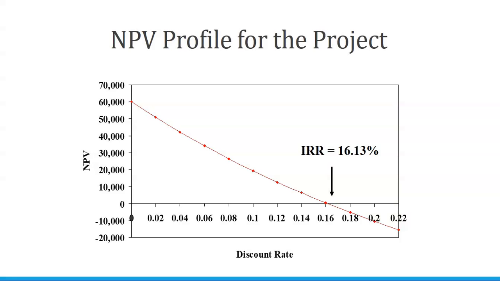So this graph shows a net present value profile for the project. So how the net present value changes at different discount rates or interest rates, and the internal rate of return is where that crosses the zero line. So it's where the net present value for the project is zero.